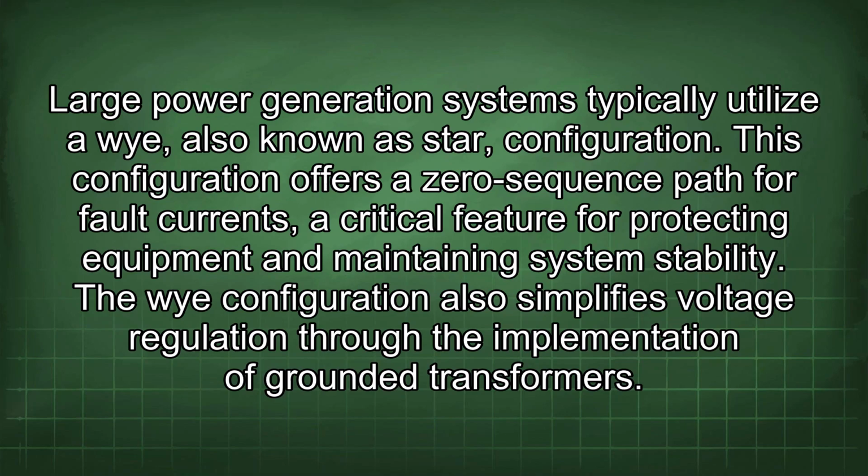Large power generation systems typically utilize a Y, also known as star, configuration. This configuration offers a zero-sequence path for fault currents, a critical feature for protecting equipment and maintaining system stability. The Y configuration also simplifies voltage regulation through the implementation of grounded transformers.